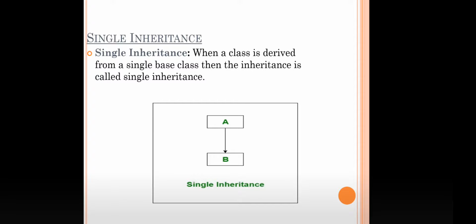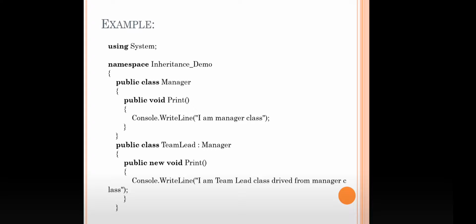First is single inheritance. Single inheritance is when a class is derived from a single base class. It means one is the base class, and by using that class we can create another class, and it's a single level. Here's an example of it.